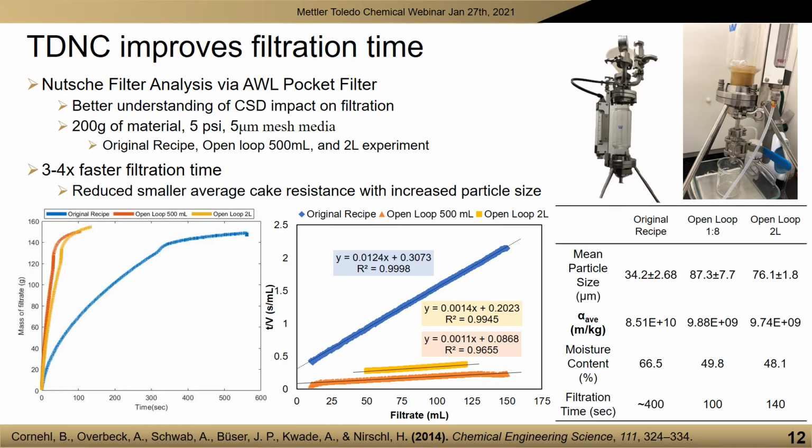On the bottom left, the massive filtrate over time indicates that the QBC approach substantially decreased the filtration time of the original recipe slurry, which reduced the moisture content of the cake and can also improve drying cycle time. Through a quick analysis of Routh's equation derived from Darcy's law, the average cake resistance derived from a linear regression is an order of magnitude smaller with TD&C approach compared to the original recipe.